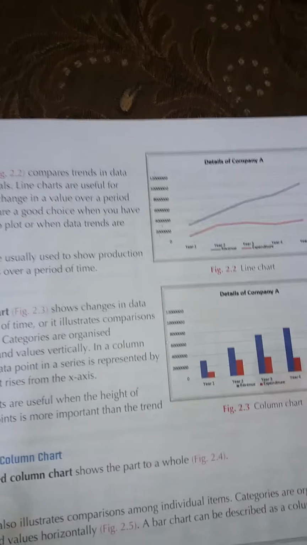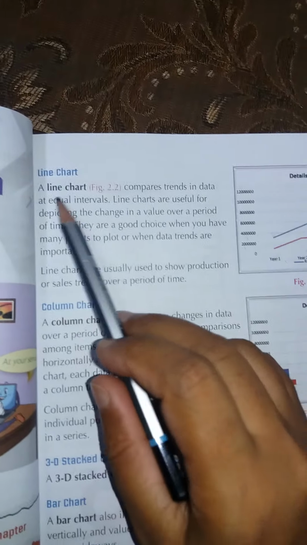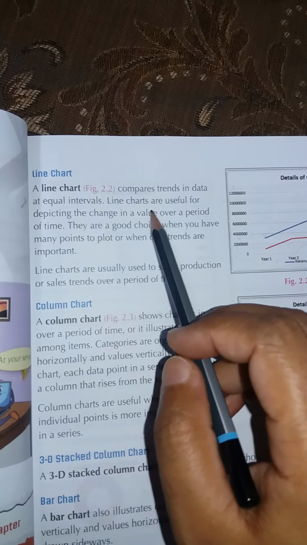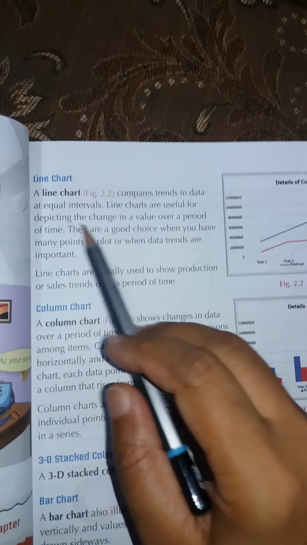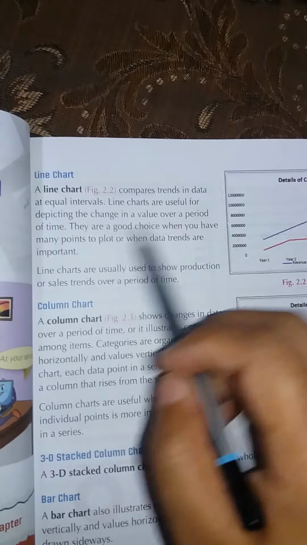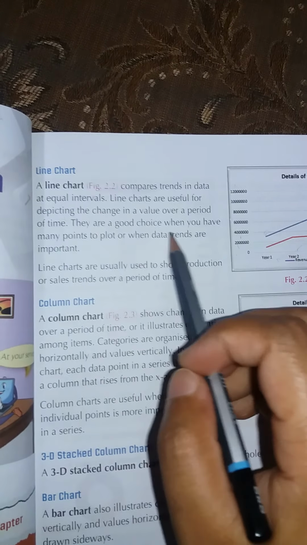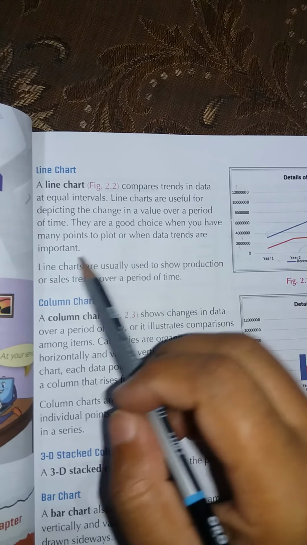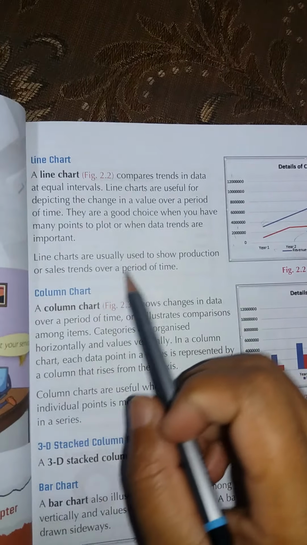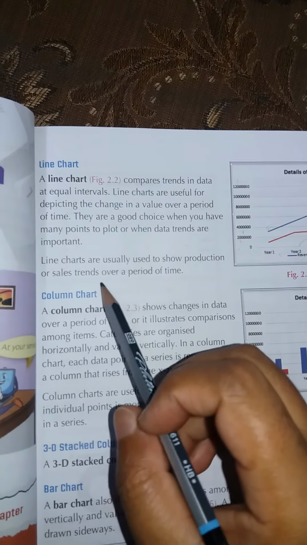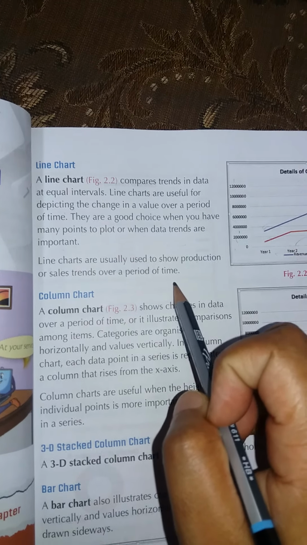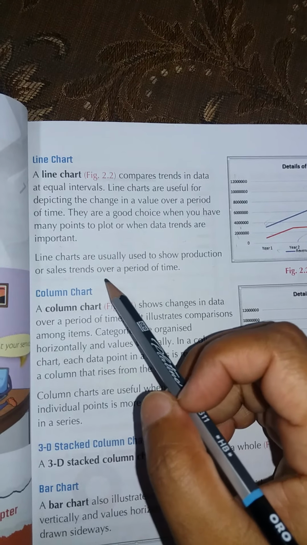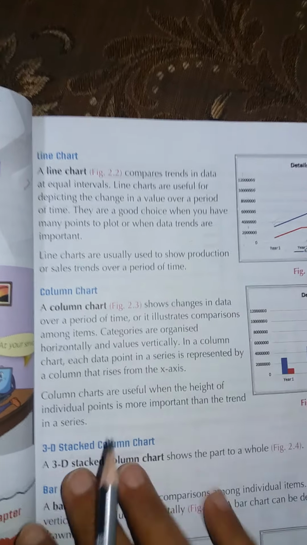line chart through lines. A line chart compares trends in data at equal intervals. Line charts are useful for depicting the change in a value over a period of time. They are a good choice when you have many points to plot or when data trends are important. Line charts are usually used to show production or sales trends over a period of time. Understand why line charts are used? To show the sales trends over a period of time.